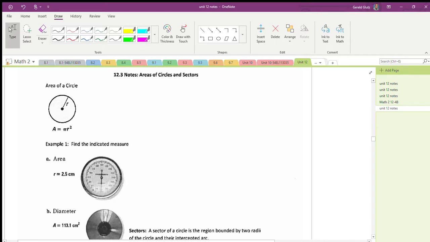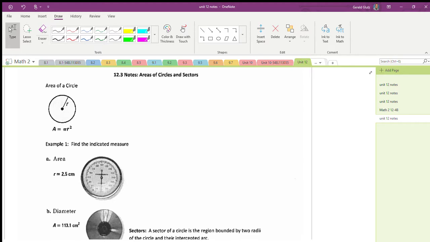Hello and welcome to section 3 of unit 12. So far we talked about central angles in section 1, inscribed angles in section 2, and now in section 3 we're going to start talking about area of circles and mainly area of parts of a circle.